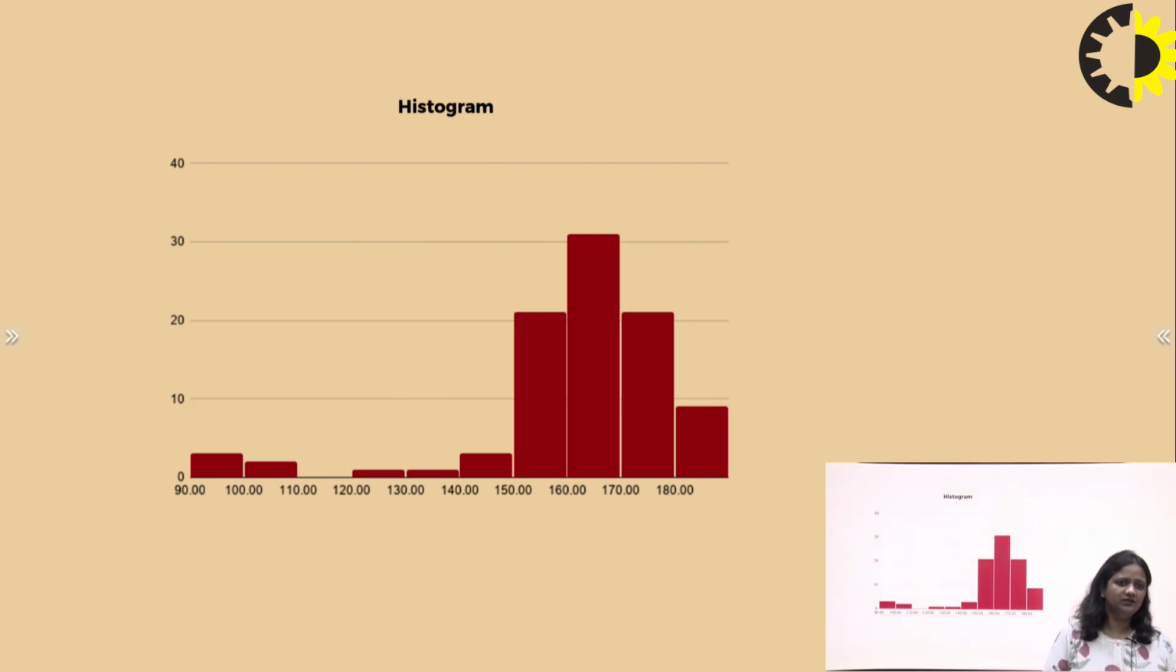Now another technique is the histogram. The representation of a histogram is like this. On the horizontal axis, yes, we compare.